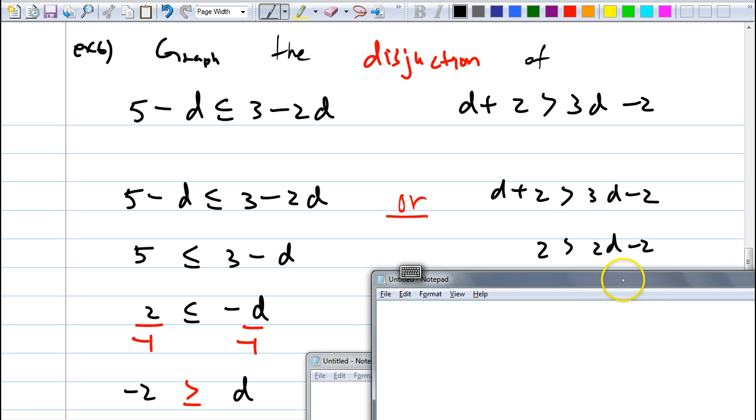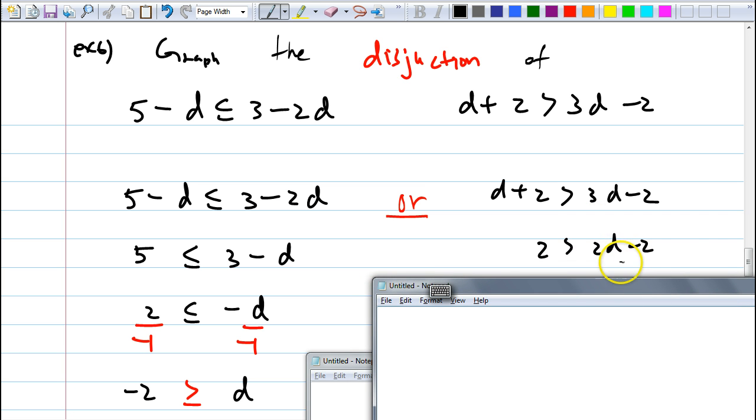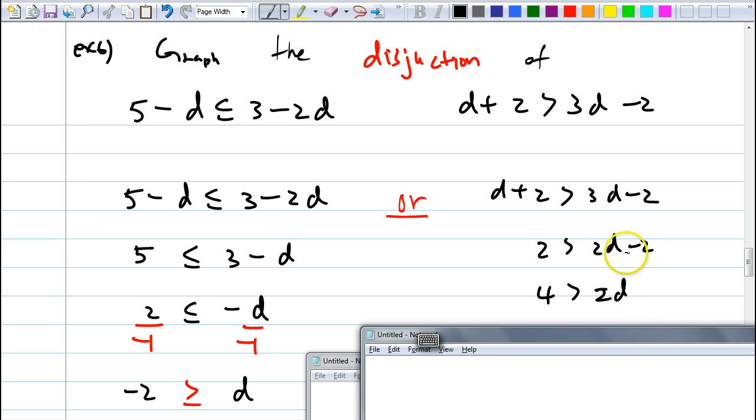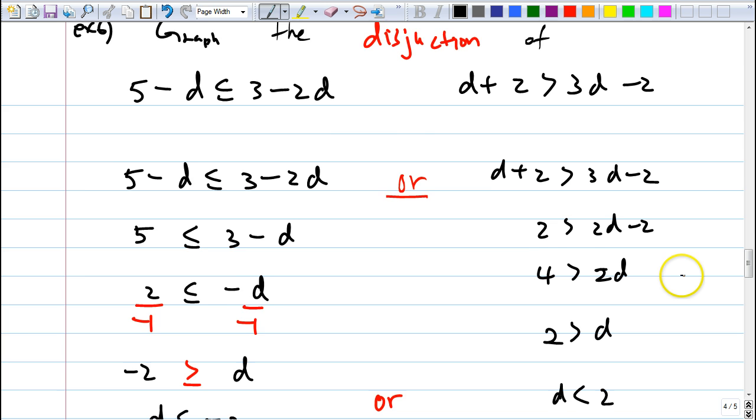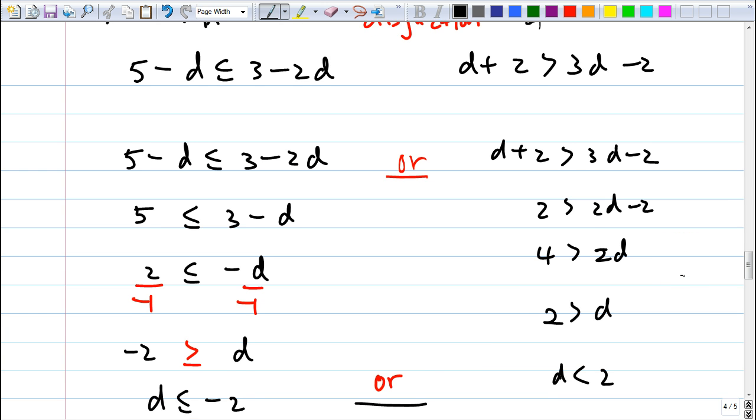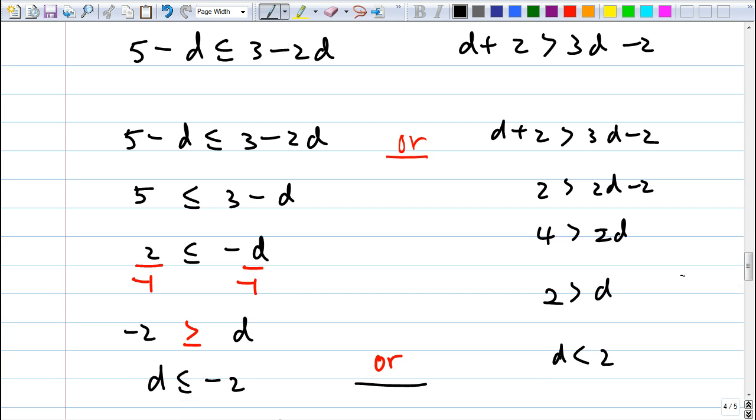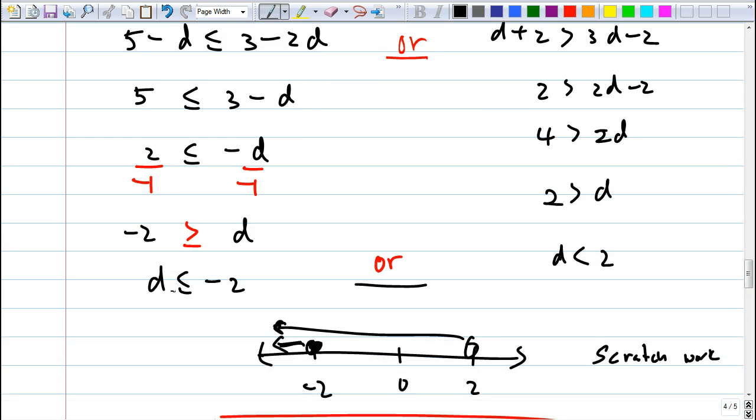On the right side, do the same thing. Subtract d, and then add 2. And then you get d less than 2. How many people got d less than or equal to negative 2 or d less than 2? Does this make sense? How many people forgot to reverse the inequality symbol when you divide by negative 1? No one did? Okay. Don't forget, whenever you divide or multiply both sides by a negative, the inequality reverses. Right, guys? Do you see how you reverse here? You divide by negative 1. Okay, so you should have gotten this graph by the scratch work.